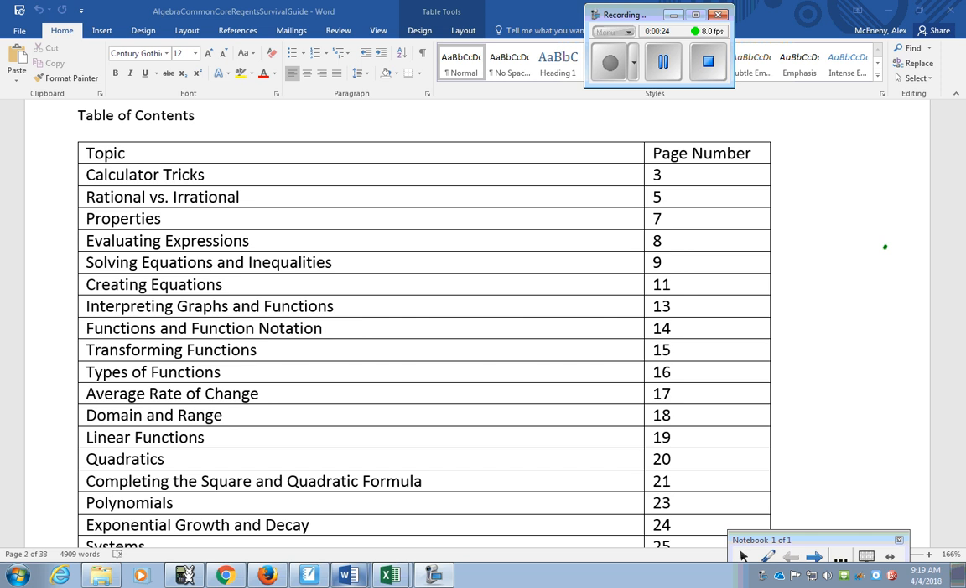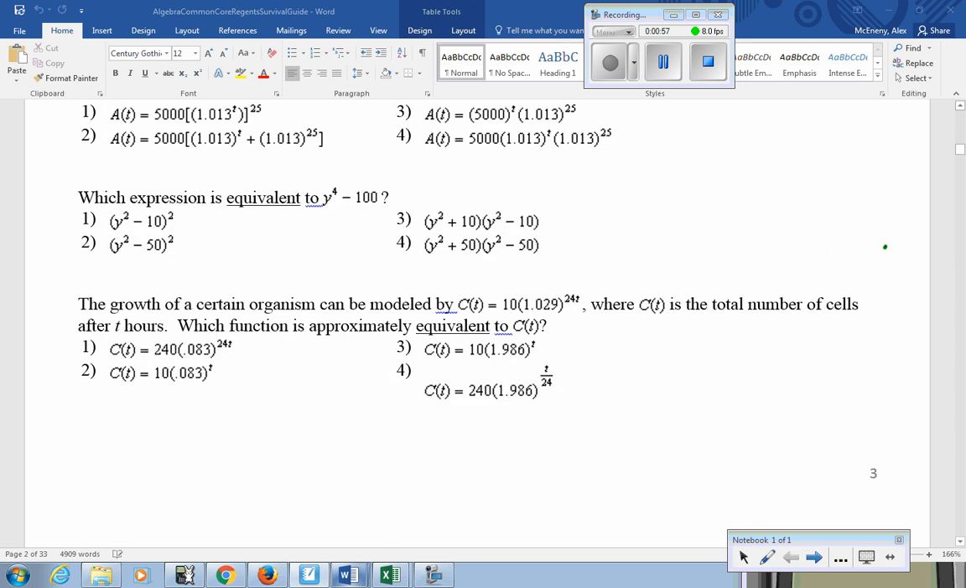In part 1 we did the first 5 sections. Today we're going to look at creating equations up to transforming functions. There'll be a few other parts coming shortly in the next couple of days. Feel free to use these to help you review. So let's go to page 11 and start with creating equations.